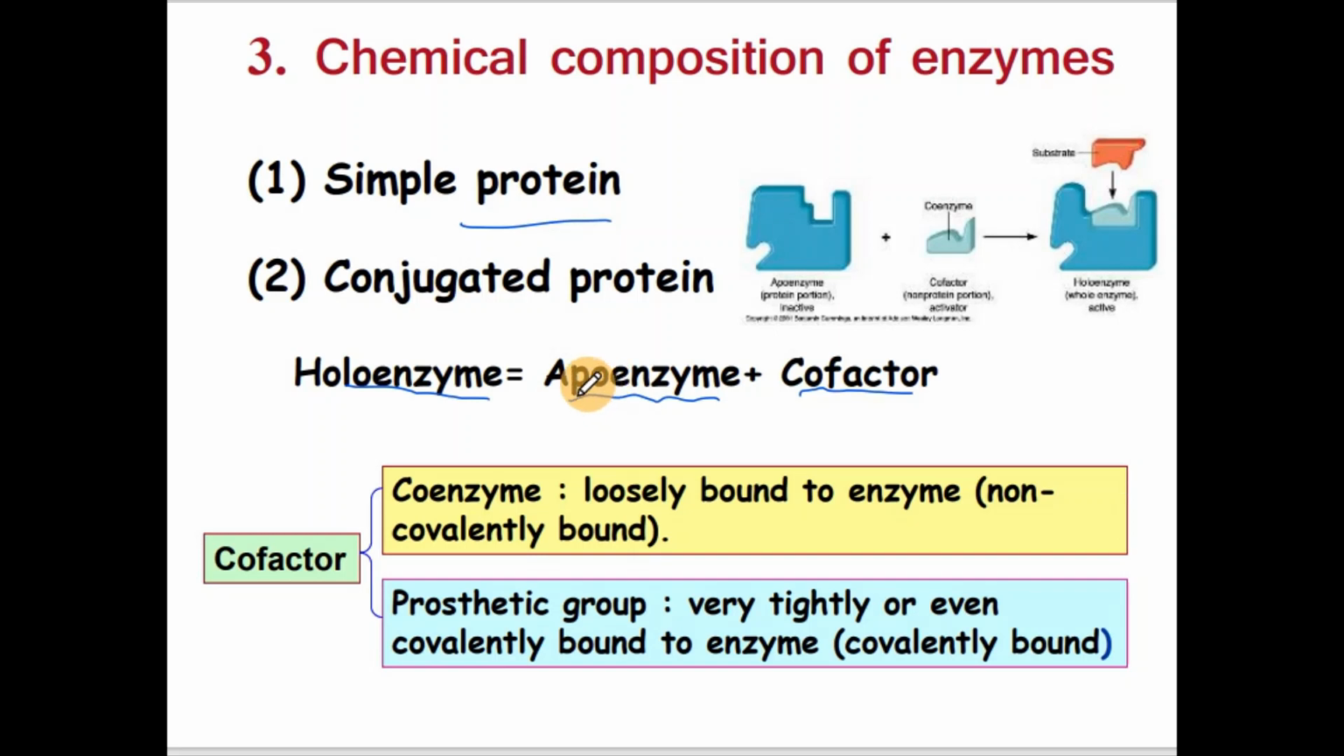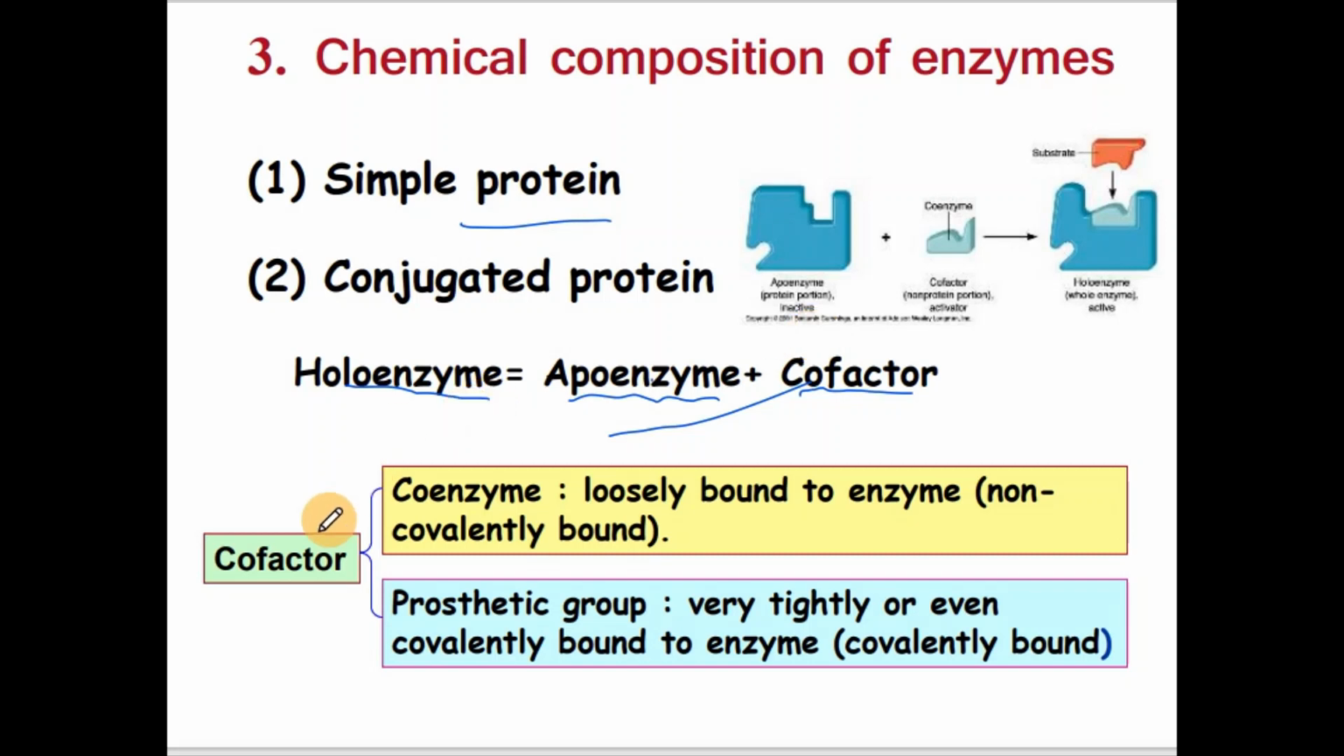Think of this. The apoenzyme is the inactive enzyme. For it to be activated, it needs a cofactor. And the cofactor must bind the apoenzyme to convert it to an active form, which is called a holoenzyme. So the holoenzyme is a conjugate of the apoenzyme and the cofactor. The cofactor can be an organic molecule or a metal ion that binds an enzyme to convert it from an inactive state to an active state.